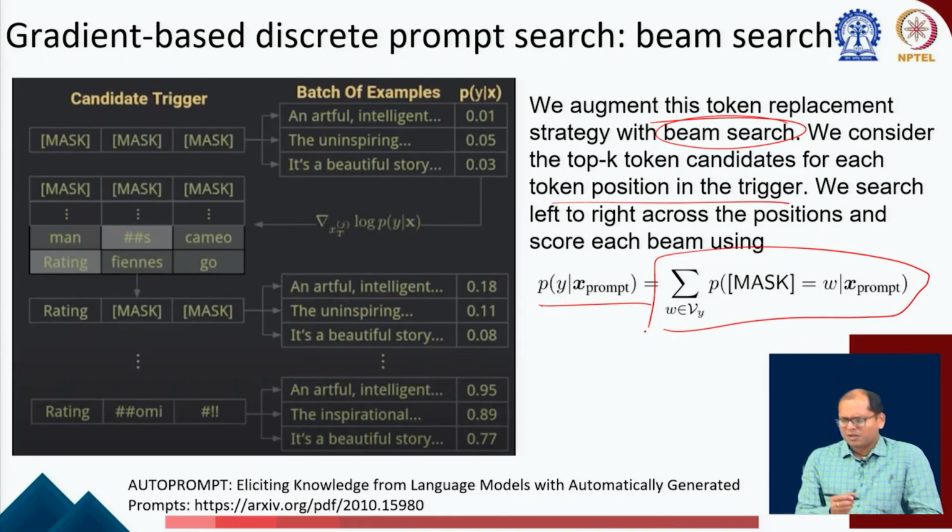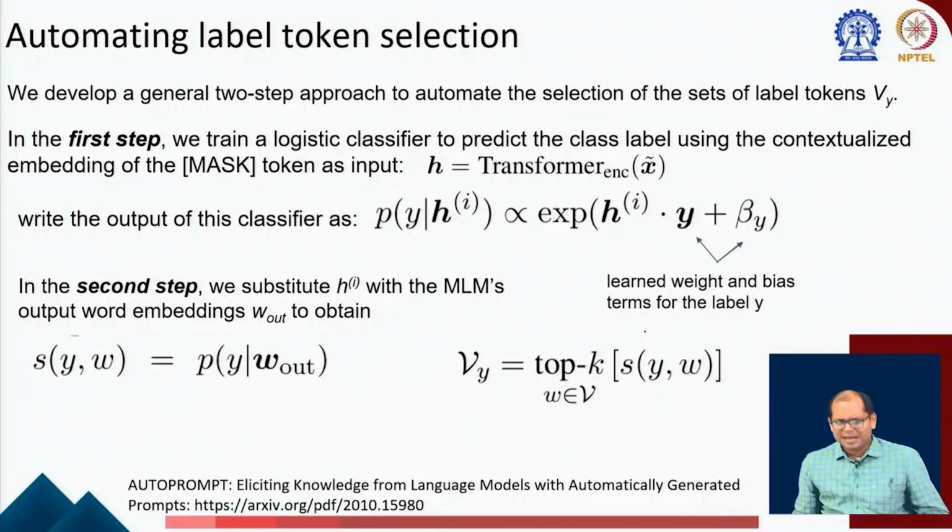So this is what the paper did, the auto prompt paper. And then another thing that we have not talked about is how do you select these label tokens, right? This set Vy. So remember what is happening.